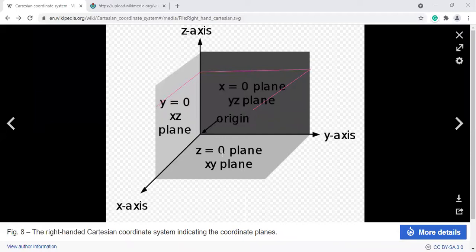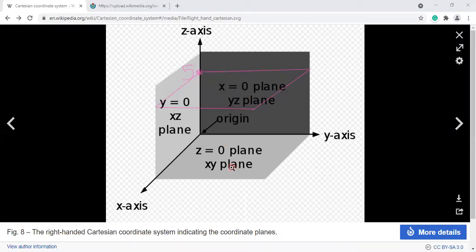So what is the z equal to 5 plane? The z equal to 5 plane will be a plane which is drawn by these pink four lines. It is a plane which cuts the z axis at the value 5, a plane which is parallel to the z equal to 0 plane. So the z equal to 5 plane is this plane which cuts the z axis at z equal to 5 and which is parallel to the xy plane.